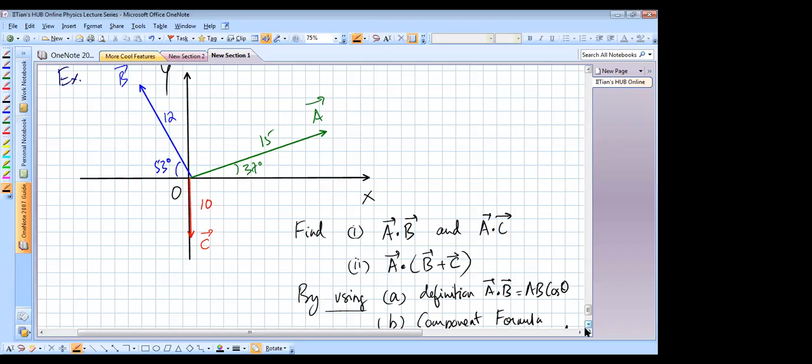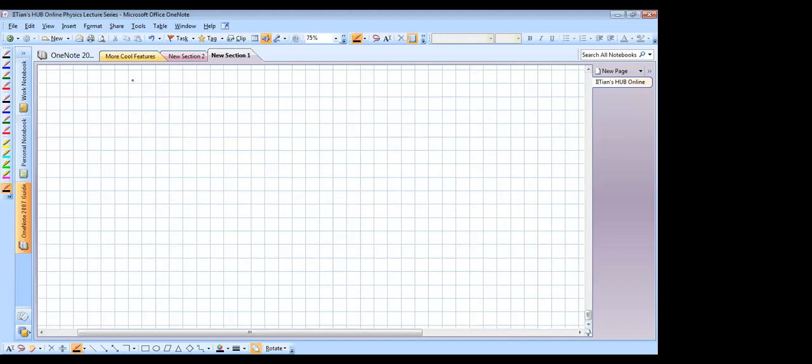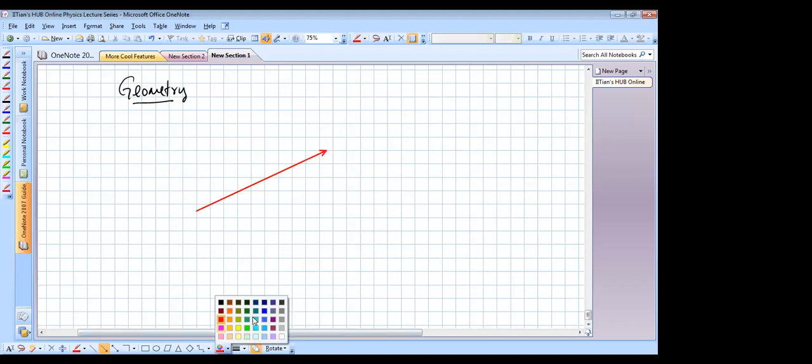Okay, so let me just verify the answers. And a lot of people have got the correct answers. Okay. So not to worry about that too much. So let's first go by the geometrical method. If you go by geometry, you will realize that your vectors A and B actually happen to be perpendicular to each other. I may have got the colors reverse, it doesn't really matter.